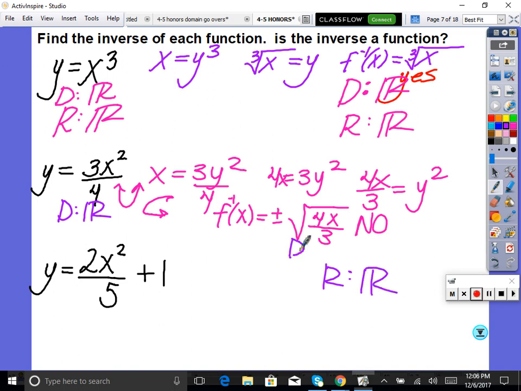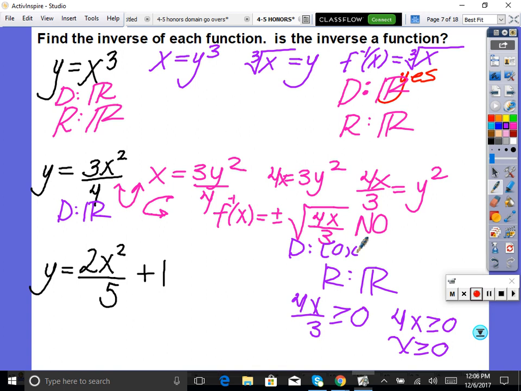Let's find the domain here. There is a problem, isn't there? So we'd say 4x over 3 must be greater than or equal to 0. So wouldn't you multiply 3 up? 4x must be greater than or equal to 0. So wouldn't you divide by 4? So x must be greater than or equal to 0. So isn't my domain here from 0 to infinity? Now look how nice that is, because what's my range here? 0 to infinity. I promise you, if you graphed it, you would see that this matches up perfectly.